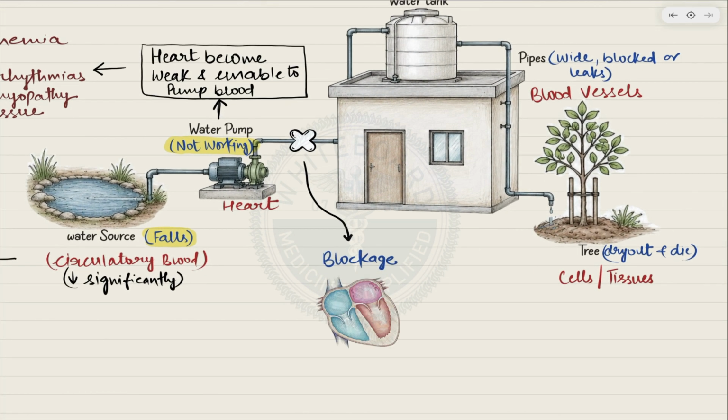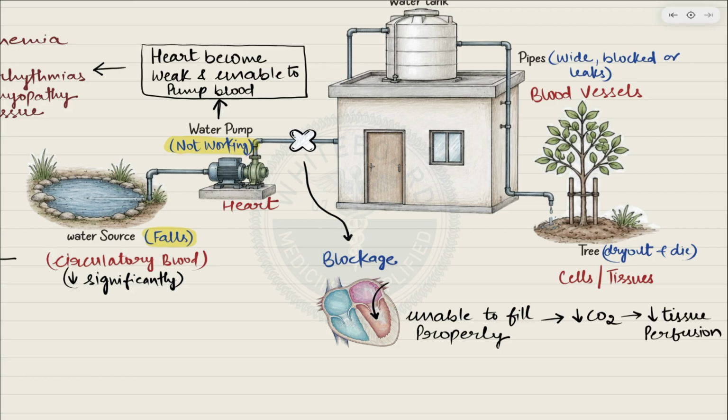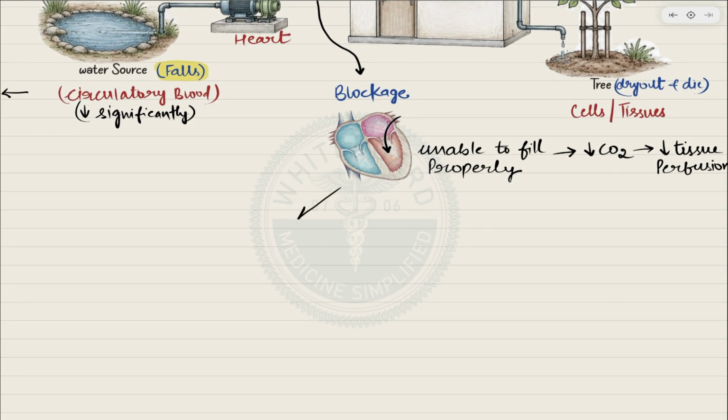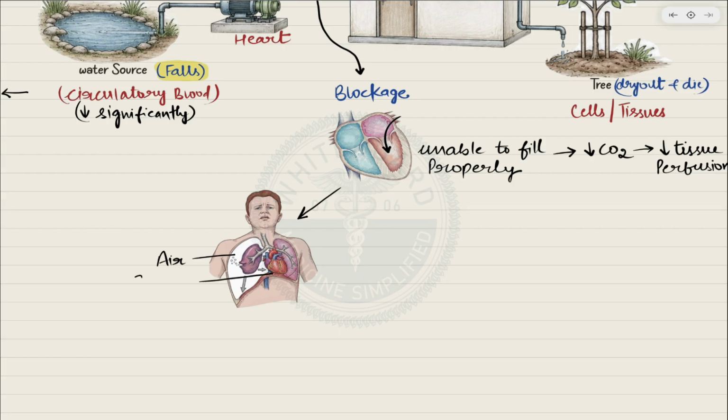Because of this obstruction, the heart is unable to fill properly with blood or pump an adequate amount of blood to the body. As a result, cardiac output decreases, tissue perfusion falls, and the cells receive less oxygen and fewer nutrients. Such an obstruction may occur when air accumulates inside the chest and compresses the heart and major blood vessels, a condition known as tension pneumothorax.